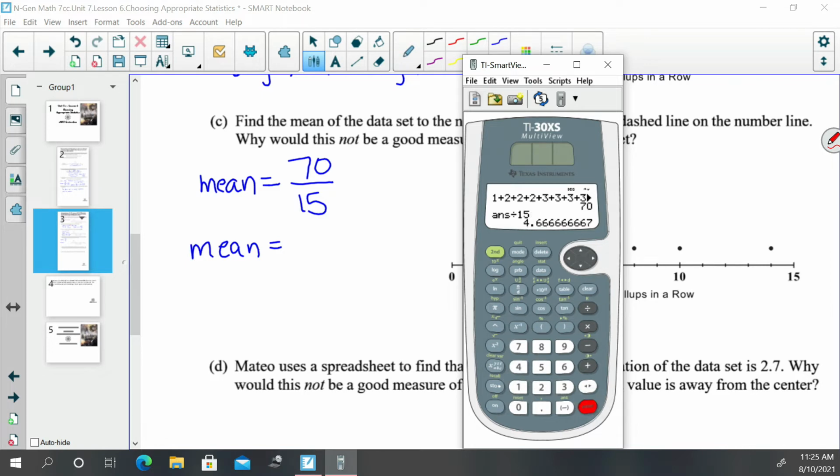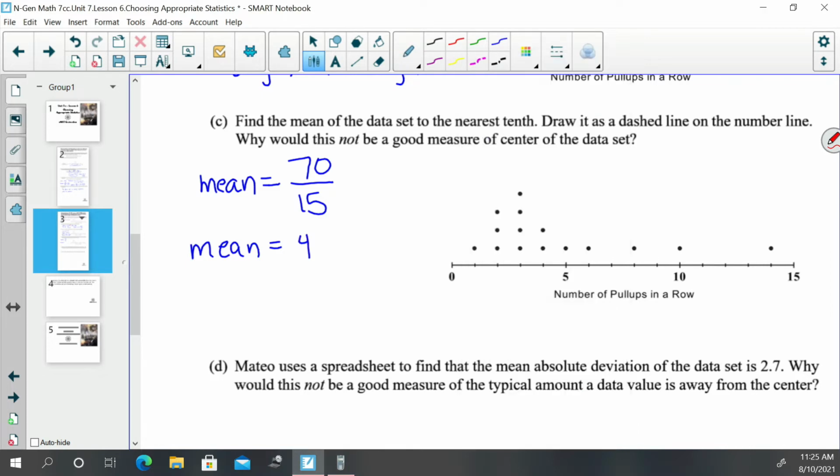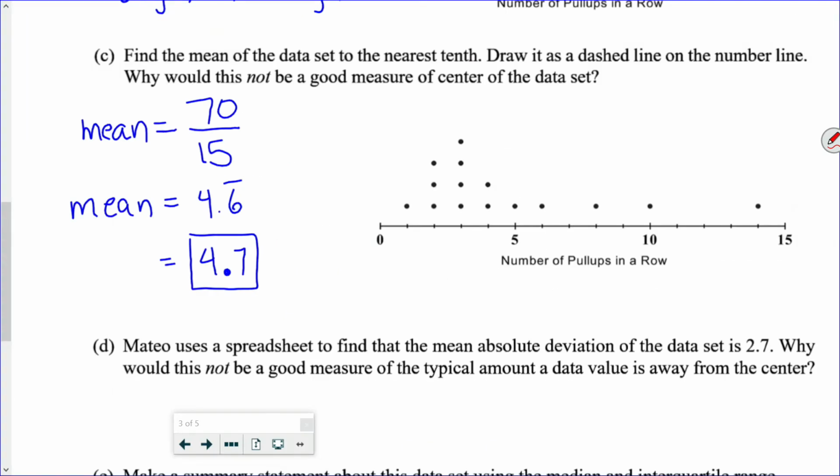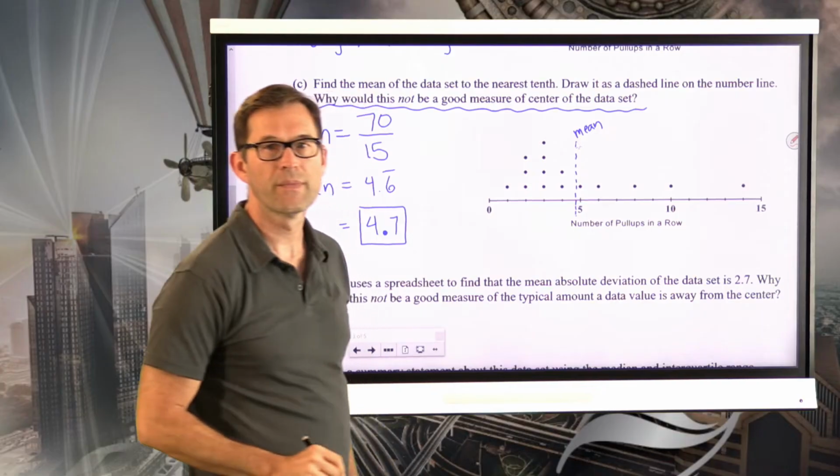That makes sense. And we get 4.6 repeated, which rounded to the nearest tenth is 4.7. All right, I'm going to go back into full view mode. I'm going to draw that roughly on my number line, which is right about here. Now let's talk about this part of the question, which is very important.